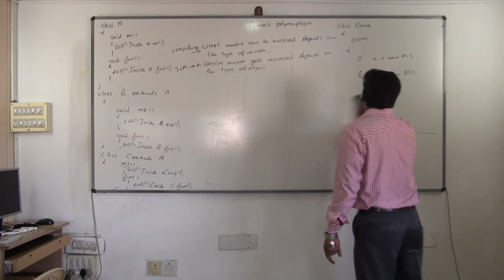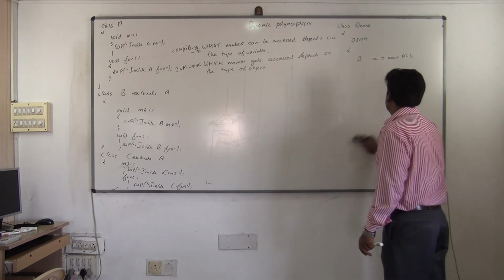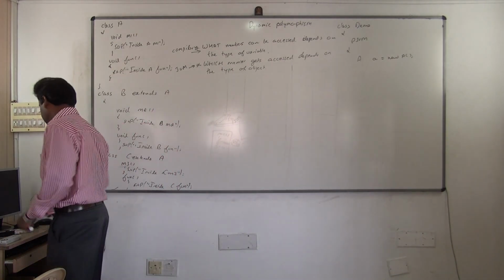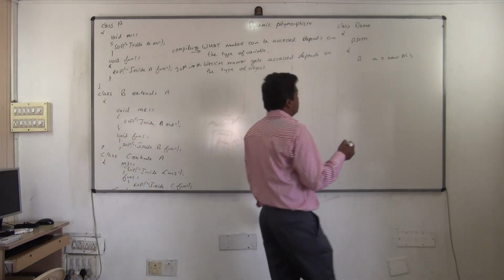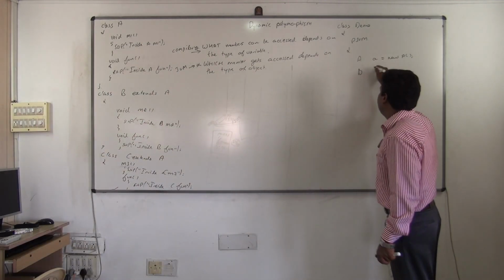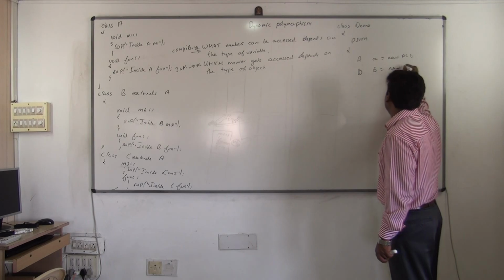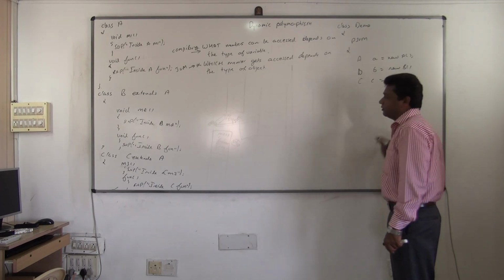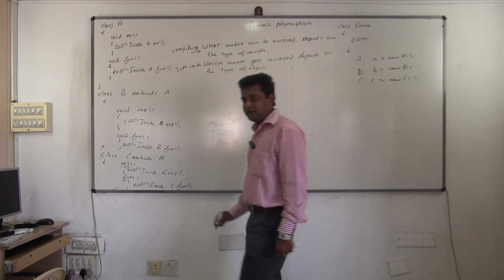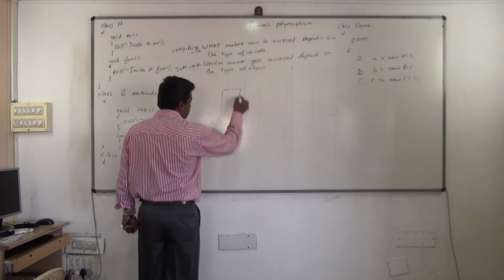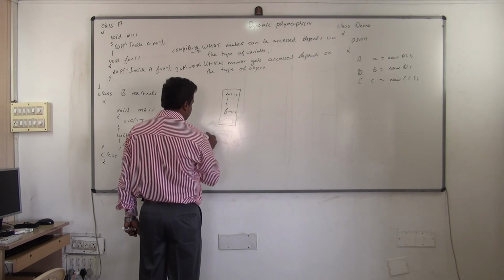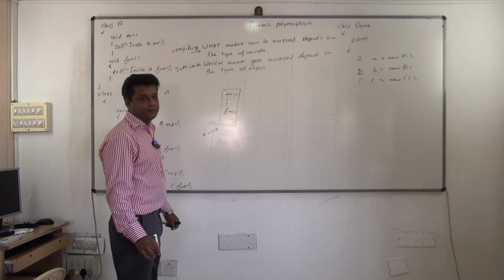Just I'll make some small changes. See, A is equal to new A, B is equal to new B, C is equal to new C. I am creating three objects. Which are the three objects I created? A, B, C. So A object, when it is created, it will have M1 and fun. Any questions here? This is an object of type A.